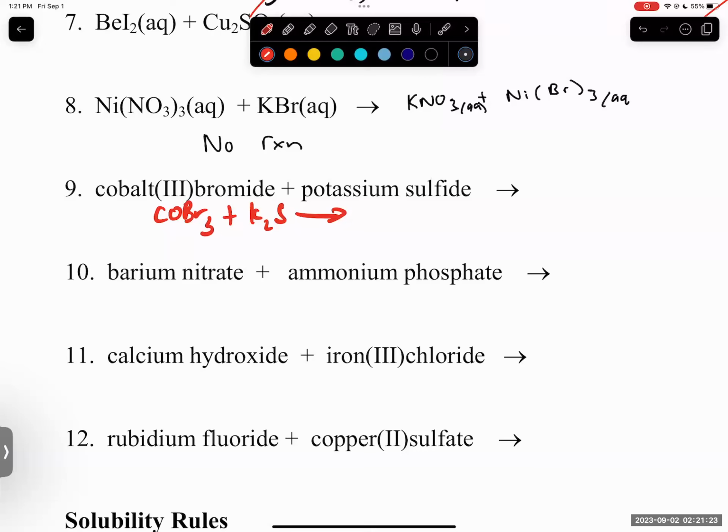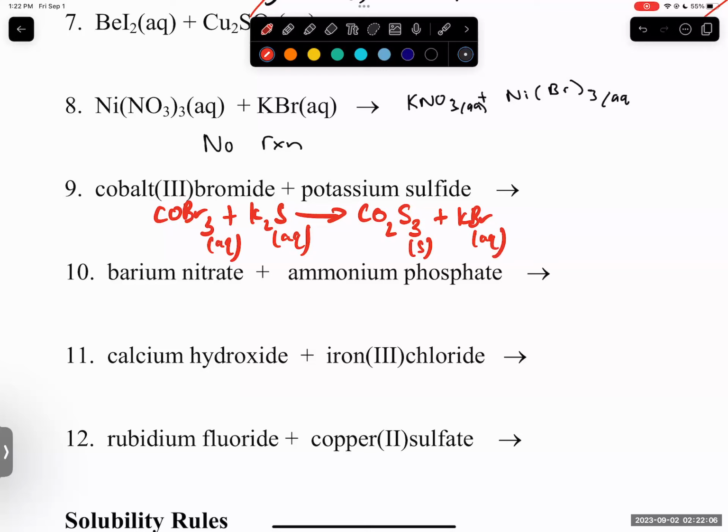One of them will be a solid. Which one is a solid? Yeah, cobalt 3 sulfide. So it would be Co2S3. And apologies, thank you, Nicholas, for that. Should have been writing my physical states. This is aqueous. This is also aqueous. Solid. And where's my last one? KBr. All right. Solid.